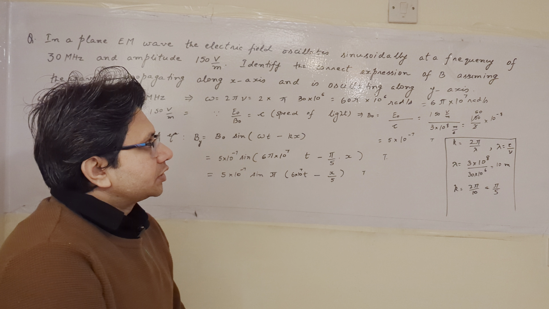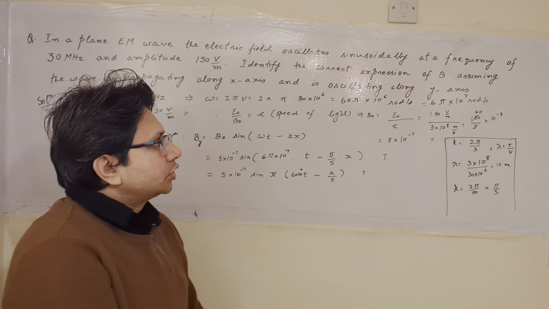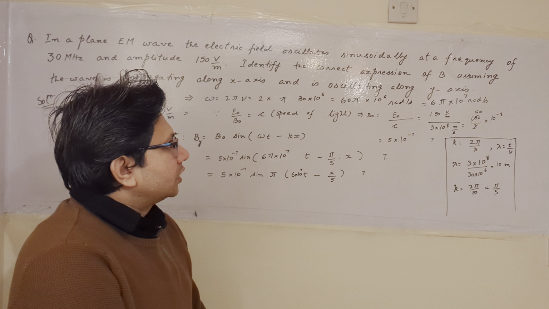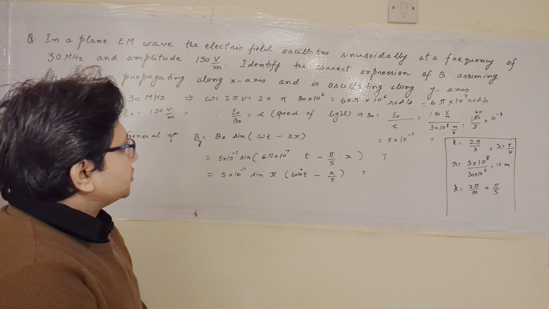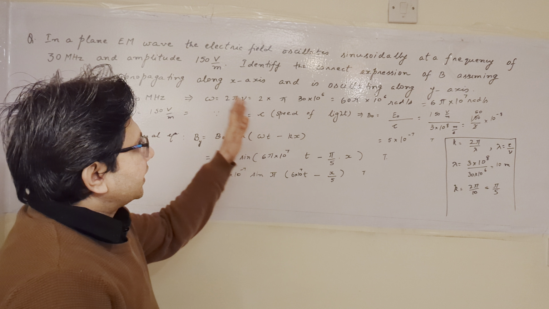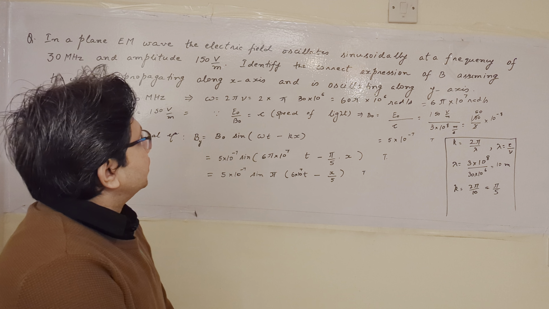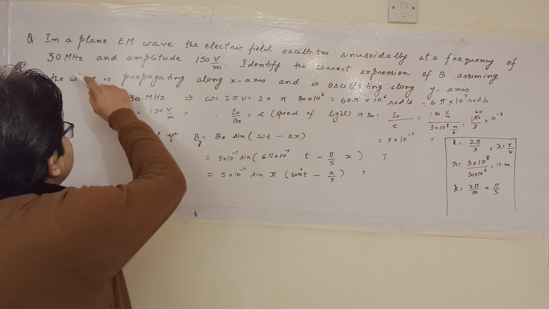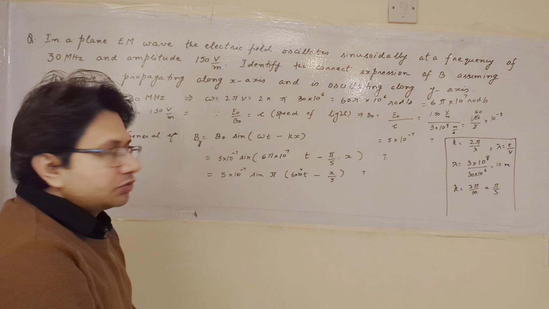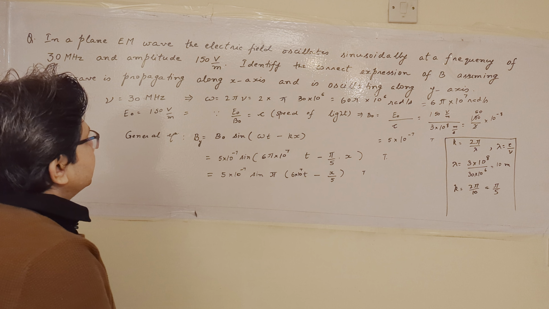Now, this is a problem based on the topic electromagnetic waves, and in particular, the general equations of the electric and magnetic field vectors. In this problem, we have to write the expression for B, that is the magnetic field oscillation. According to the given data, the frequency is 30 megahertz. Frequency we express by the Greek letter nu. So, nu is given as 30 megahertz.